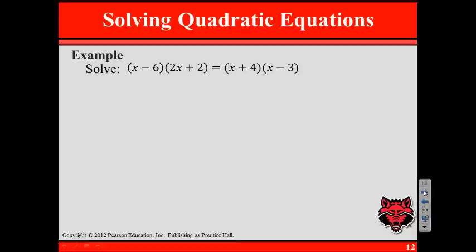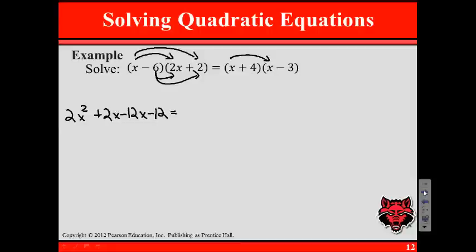Let's try another example. Here we have binomials being multiplied on both sides of the equation. x minus 6 times 2x plus 2 equals x plus 4 times x minus 3. Here we are going to FOIL on each side of the equation to simplify before we try to write in standard form. So on the left side, we draw our FOIL arrows. And this will give us 2x squared plus 2x minus 12x minus 12 equals, let's do the same thing on the right side of the equation.